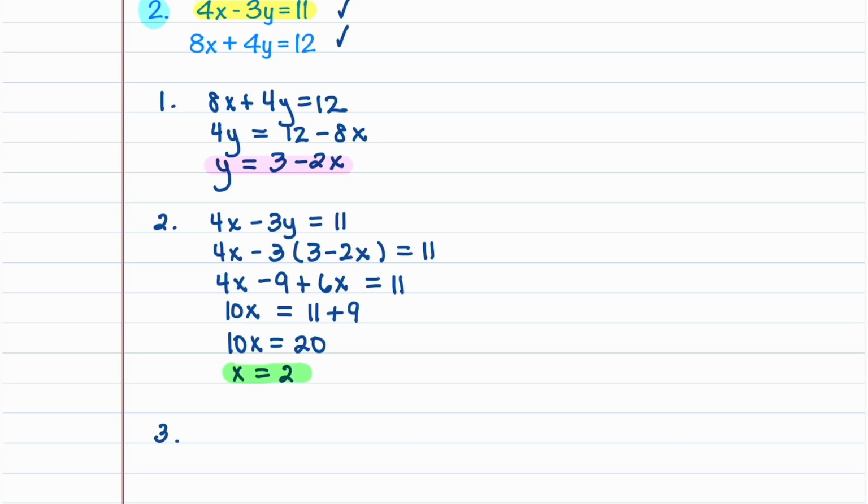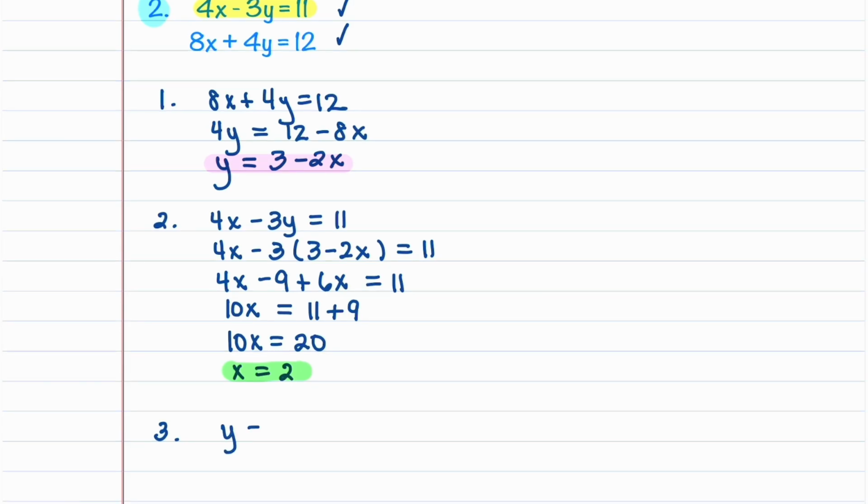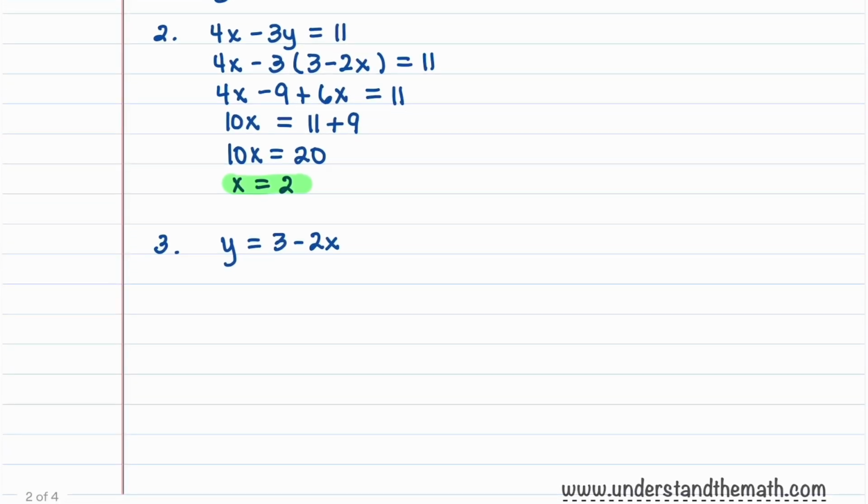Our third step is to take this value, x is equal to 2, and substitute it back into our equation for y from step 1. Let's go ahead and write down what y is. y is equal to 3 minus 2x. Now we're going to plug in x is equal to 2, so we have y is equal to 3 minus 2 times 2. And this is just 3 minus 4, so we have y is equal to minus 1. Hopefully you're now starting to get the hang of this.